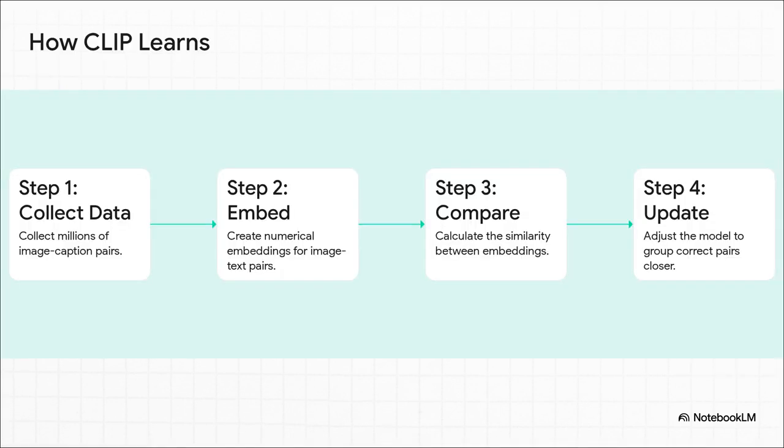It really just boils down to a simple 4-step loop. First, it collects a ton of data. Then it creates those embeddings we talked about. After that, it compares them to see what matches up. And finally, it updates itself and does it all over again. Let's walk through it step by step.